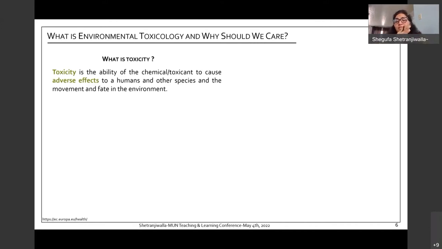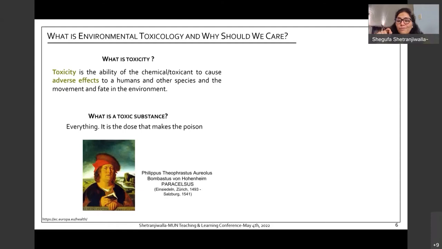And the movement and the fate of the chemical in the environment through water, soil, sediment, air, and how that transport happens was something that was new to students. And then what is a toxic substance? Everything is toxic, and it depends on the dose. So the amount and the concentration of that chemical makes the poison.